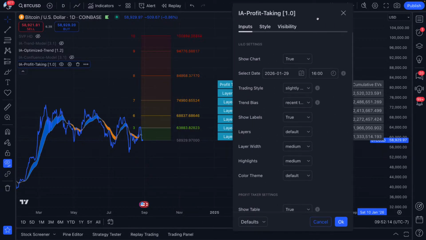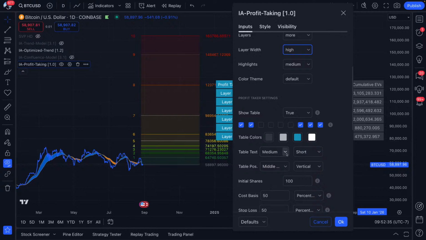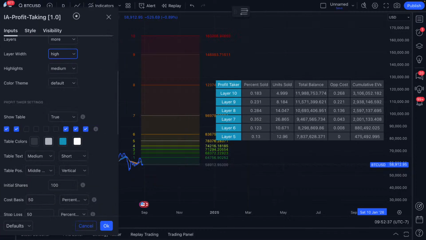First of all, you are in the system. Trading style, considering we're dealing with Bitcoin here, you go very aggressive. Trend bias, I would take a longer trend on this. Show labels, yes. Default layers, I like to see them all. You can turn this on so you can see all the 10 layers of profit taking. Layer width, I like high. And within the table itself, let's move this around.